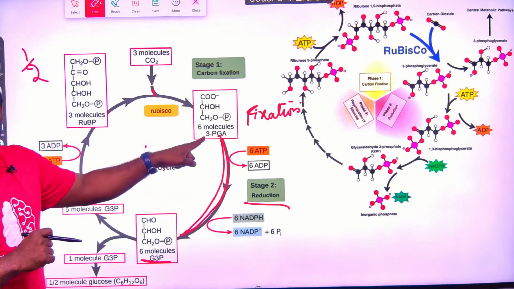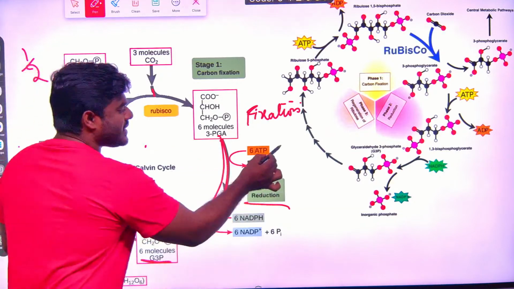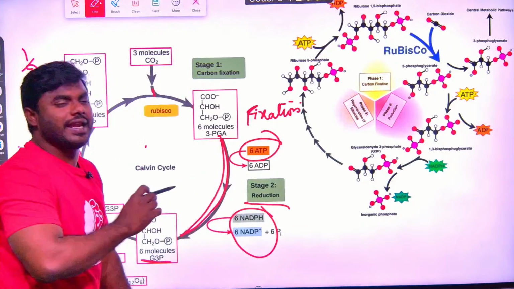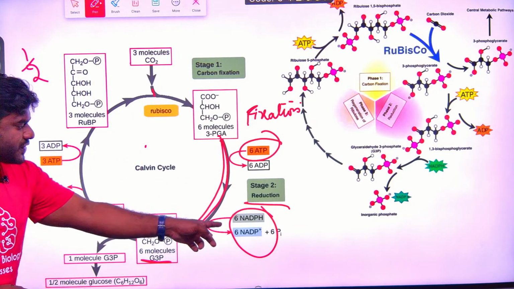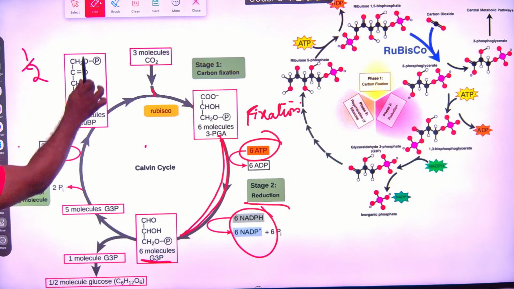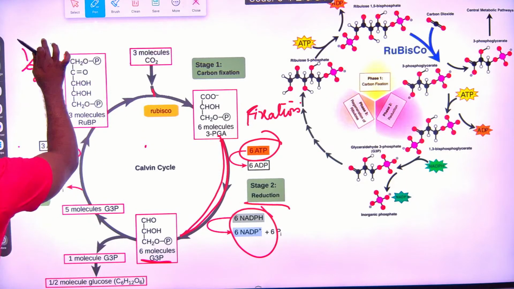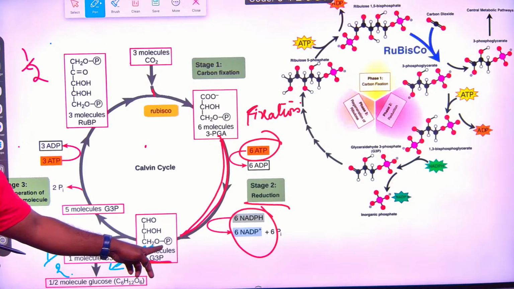Hence we have 6 molecules of 3-PGA, we require 6 ATP and 6 NADPH. I hope it's clear for everyone. Now out of 6 molecules of G3P, this is the crucial step. Only how many molecules of G3P are coming out of the cycle? You can see that only 1 molecule of G3P is coming out. Only 1. And giving rise to what? How many glucose? Half a molecule of glucose. Clear? Now tell me how many G3P are left?